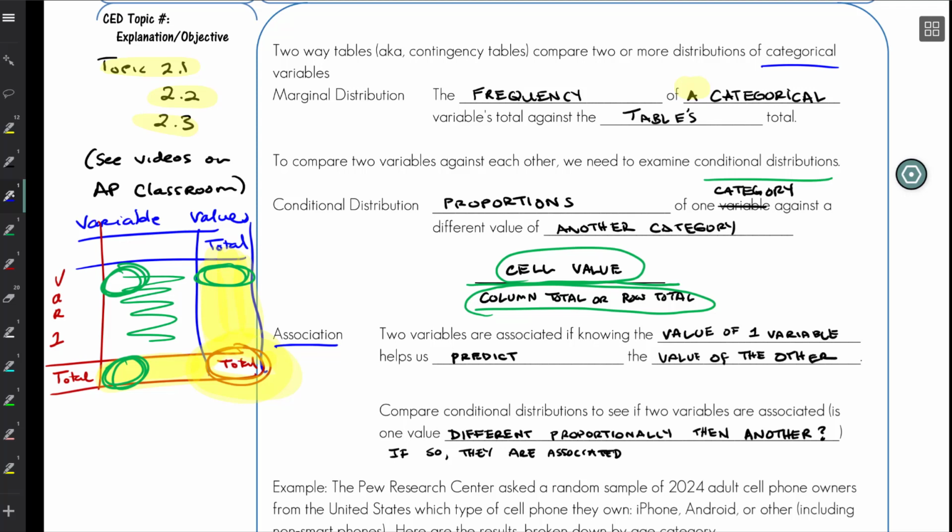So how do we tell? Well, you compare conditional distributions and you see if they are associated by basically asking this: is one value different proportionally than another? And if they are, then they are associated. Still might be a little bit unclear. Let's take a look at an example.